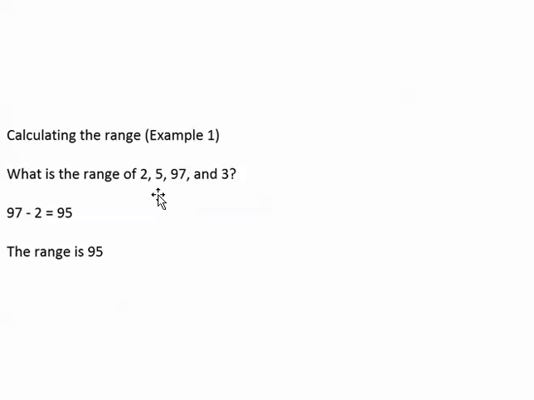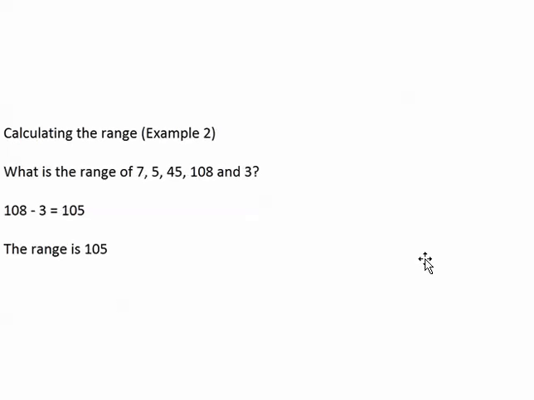This first example says, what is the range of 2, 5, 97, and 3? In this data set, the largest value is 97, and the smallest value is 2. So to get the range, we need to subtract 97 by 2. 97 minus 2 is 95, so the range is 95.